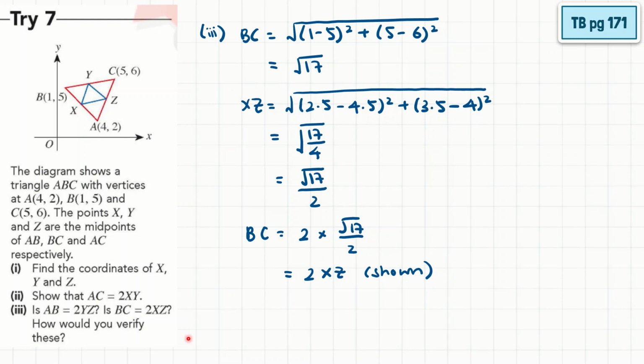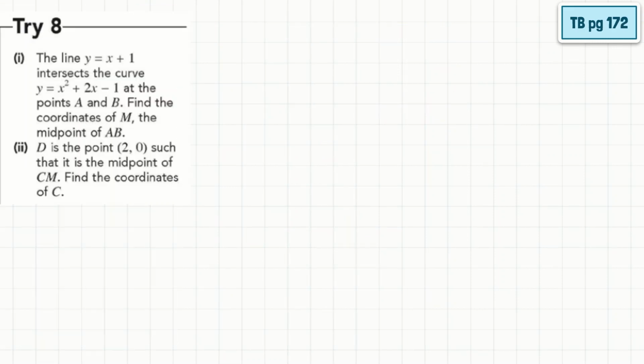Okay, so we see that in try 7, it isn't so much of a focus on the midpoint. The midpoint focus was more in part I. Then later on it was writing out the coordinates that we have already found in part I for our calculations in part 2 and 3. We will now move on to more examples to see how we can apply our concept of midpoint of a line segment. We now take a look at try 8, which is found in your textbook page 172.